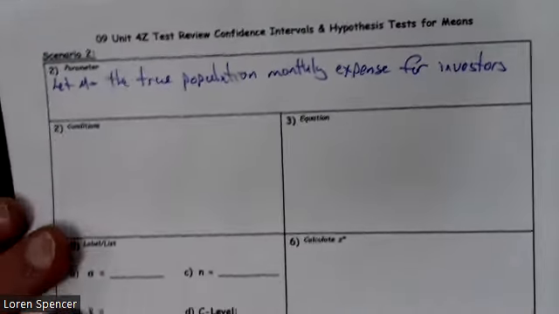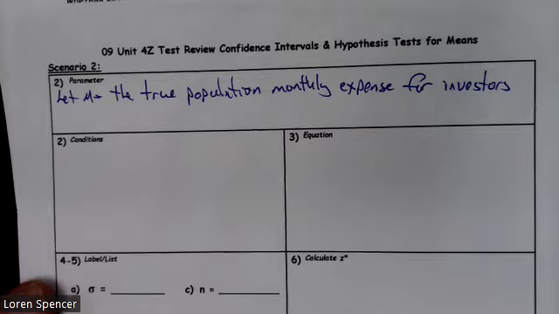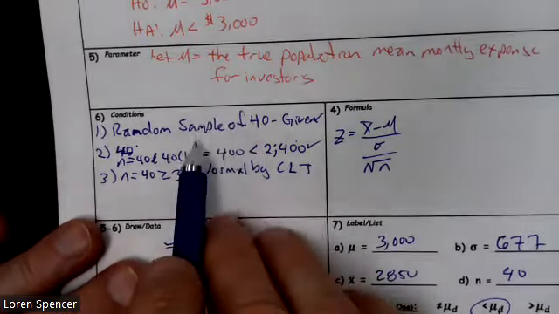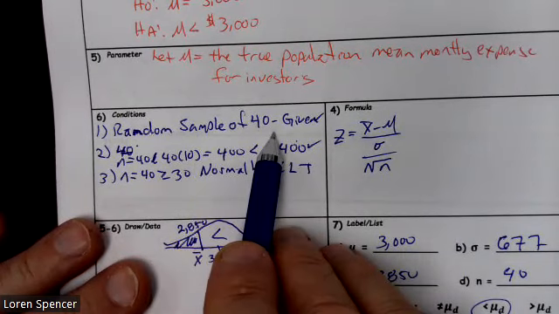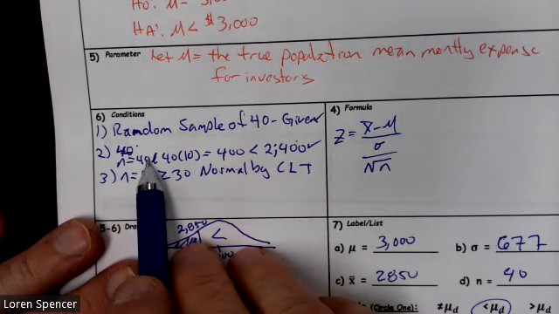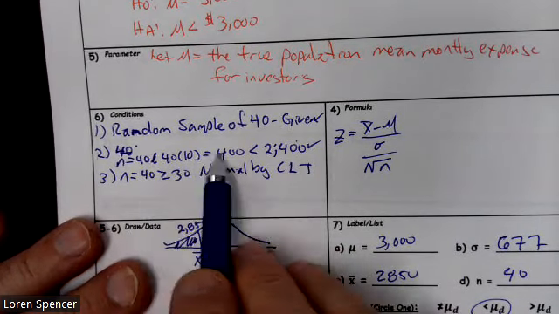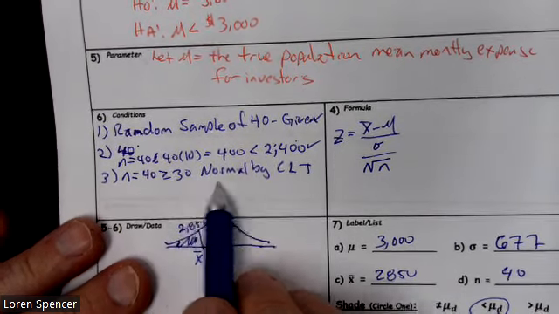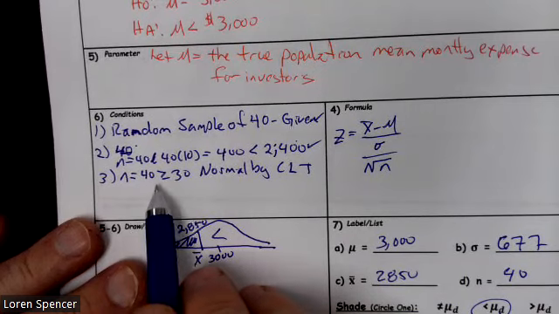All right, the conditions, I'm not going to do them again. We already showed that they were met and they are the same, but I will run through them. So we have a random sample of 40 and that was given. The N is less than 10%. 40 times 10 is 400. That's less than 2,400. So we're good there. And normality by central limit theorem because 40 was greater than or equal to 30.